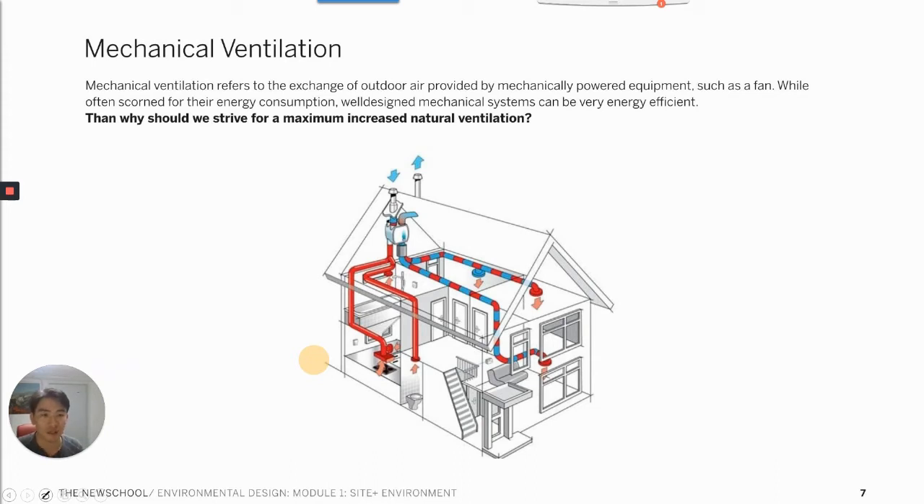Mechanical ventilation, on the other hand, refers to the exchange of outdoor air provided by mechanically powered equipment. While often scorned for its energy consumption, the mechanical system is not a bad thing. A well-designed mechanical system can be very energy efficient as well. It can provide controlled ventilation even at extreme conditions. Utilizing an energy recovery system can also mitigate the energy impact of providing a minimum level of ventilation for humans and save energy while using it.